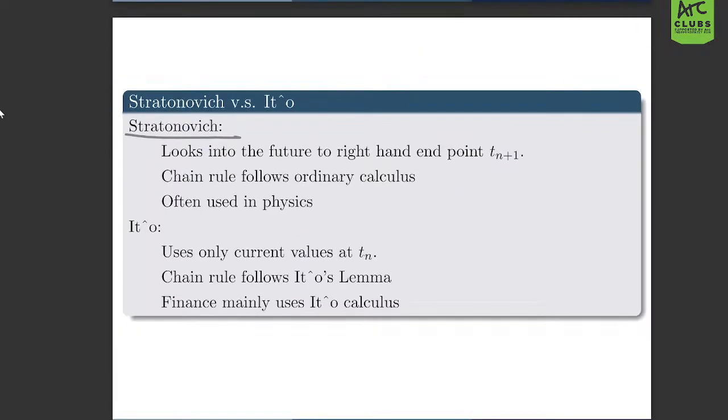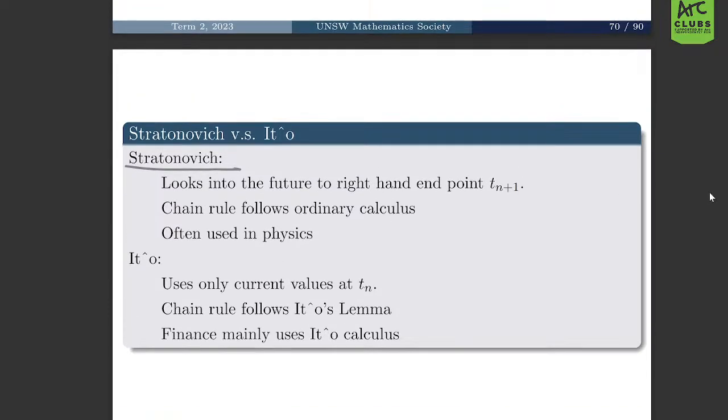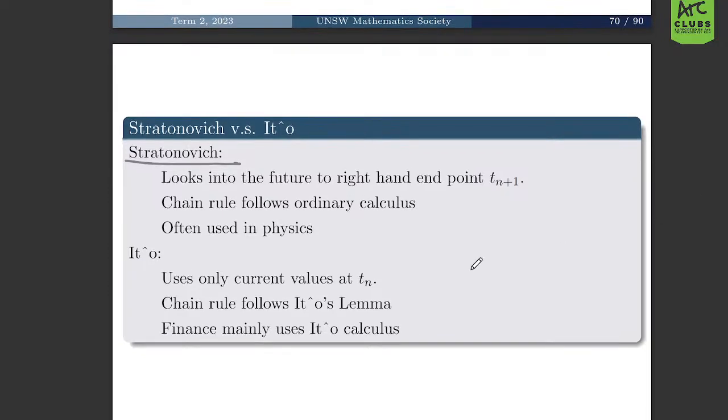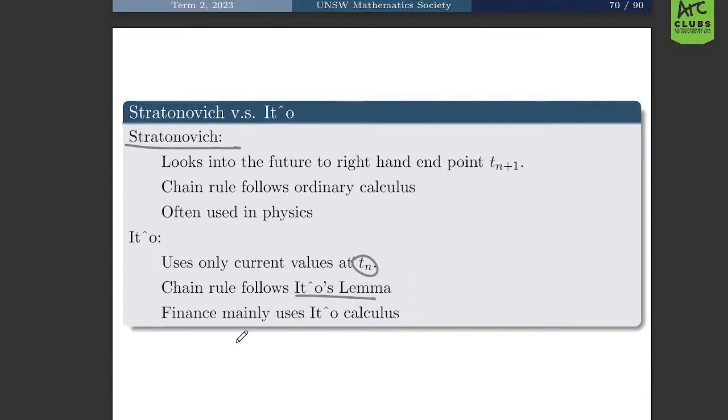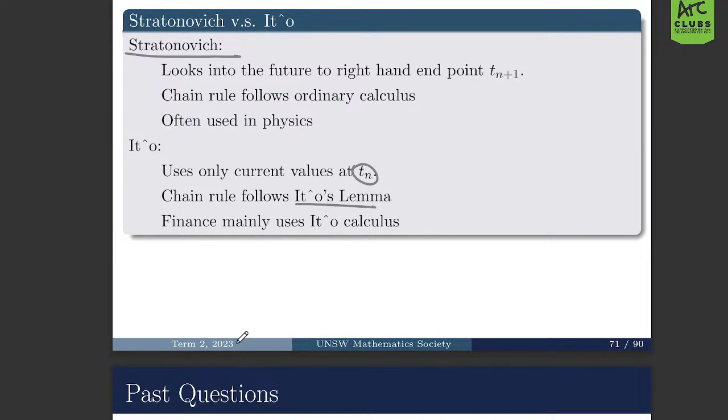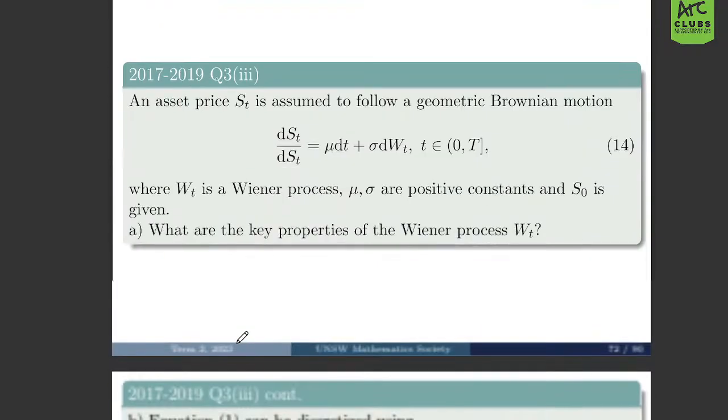And secondly, it's just the ordinary chain rule that we all know how to do from high school, and it's often used in physics. And for Ito's, it focuses on the current value, which is the current instance of the integral, and then the chain rule follows Ito's lemma, which is the one that's stated above. And finally, it's used in finance to do calculus and stuff. So that's basically a very brief overview of all of this stuff above.